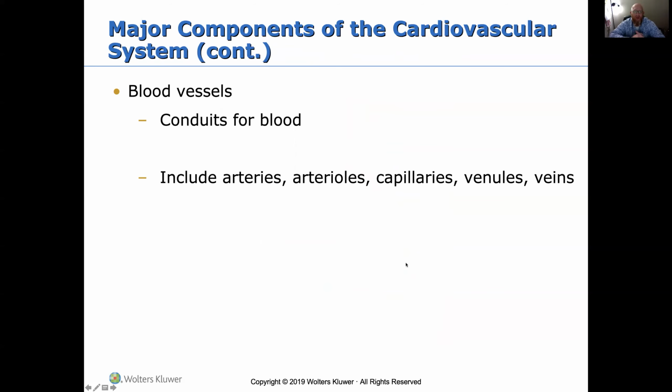Another component of the cardiovascular system is our blood vessels. They're the conduits for blood. They are the tubes that our blood is carried in, the hoses that the blood uses to get around the body. The blood vessels include arteries, arterioles, which are smaller arteries, capillaries, veins, and venules, which are smaller veins. Capillaries are kind of the smallest. They branch out. You think of a river that branches out on a map in a lot of different directions. That's kind of how capillaries work in the body.